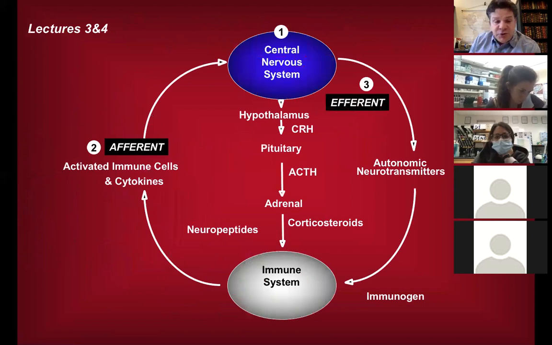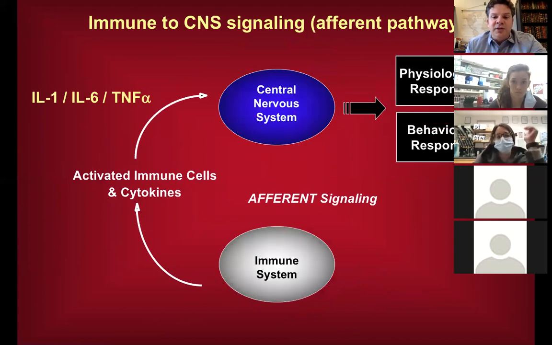Okay, so this is this bidirectional communication, and we're going to have, I think maybe 2 or 3 lectures. I had to divide my slides out a little differently this year because I'm hoping only to lecture for an hour each day. So this is just that same bidirectional communication. So we're going to know this. I'm going to let you really dissect these pathways, the efferent and the afferent pathways of brain to immune and immune to brain communication.